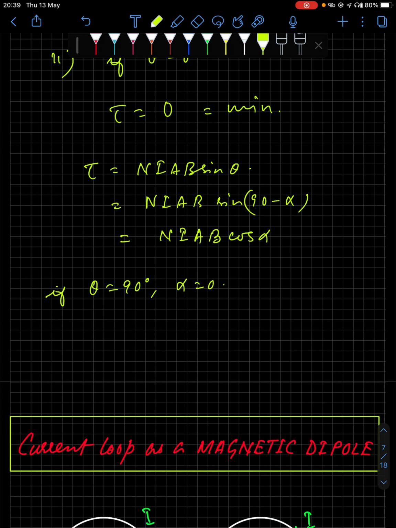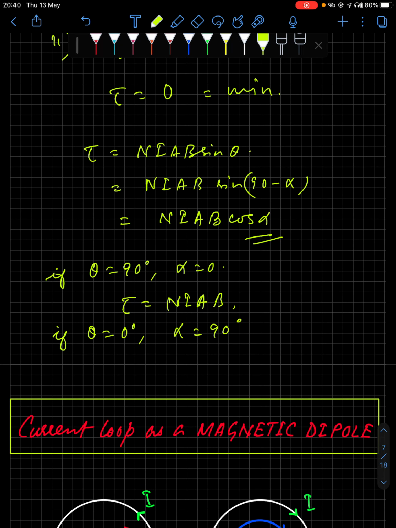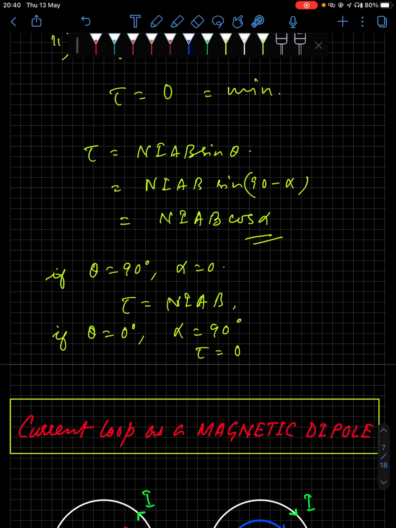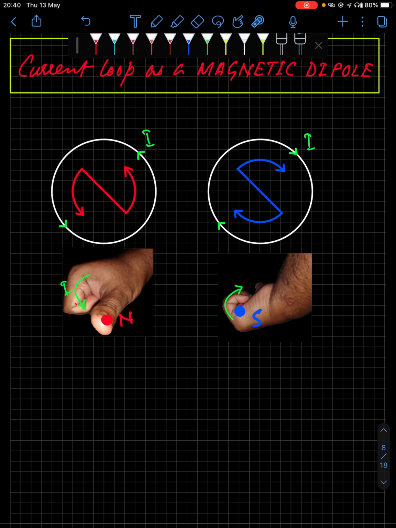So if theta is 90, then alpha is 0, then tau equals NIAB cos alpha. In this relation, cos 0 is 1, so tau becomes NIAB. And if theta equals 0 degree, then alpha becomes 90 and cos 90 is 0, so tau equals 0. So the same results can be reached by the other relation also.